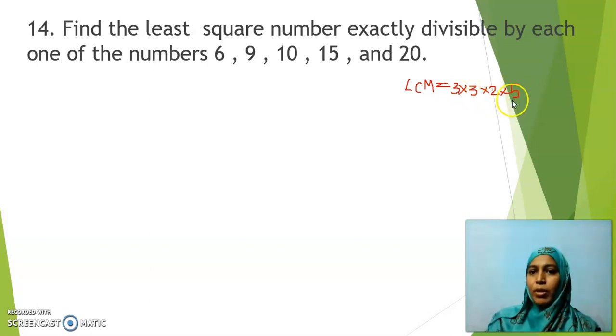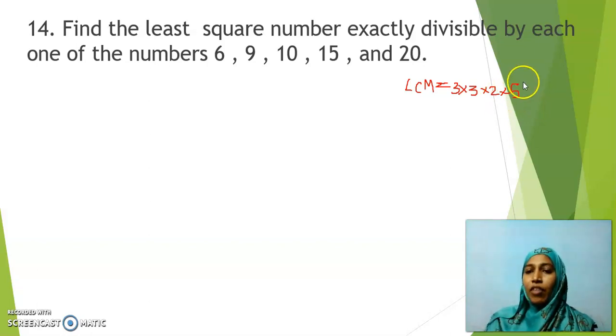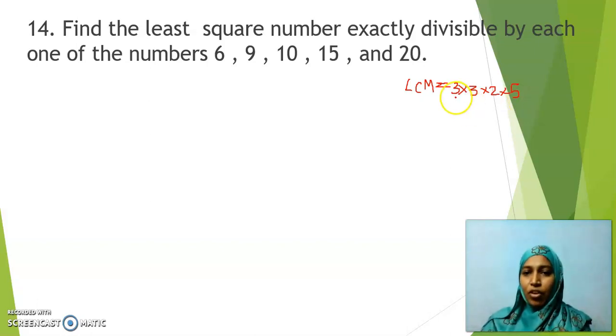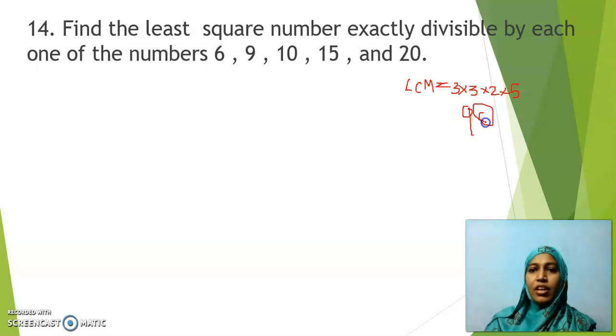Is it a square number? Look at the factors. No, because 2 and 5 are existing here without pairs. I need one more 2 and one more 5 to make it a perfect square. So up to now, without adding that, what is the number we have here? 3 3s are 9, 9 2s are 18, 18 5s are 90.